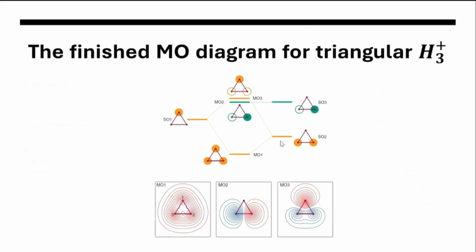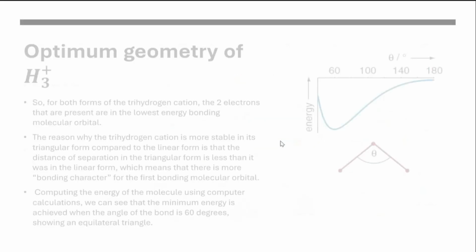And here's the finished molecular orbital diagram for the triangular form of the trihydrogen cation. So you can see all the concepts I've talked about in here. So it's kind of similar, honestly, to the linear form, except that the energies are different, and of course the arrangement is different.